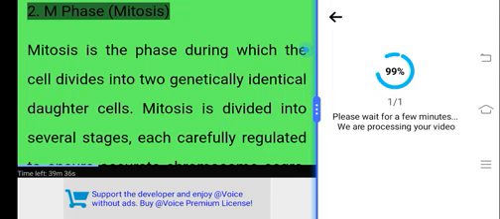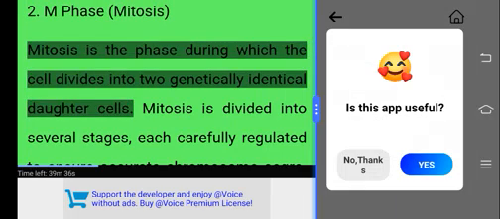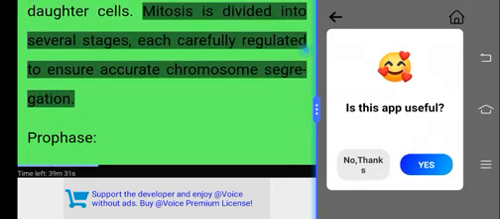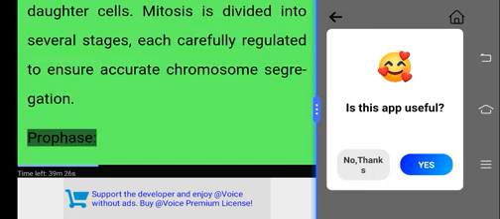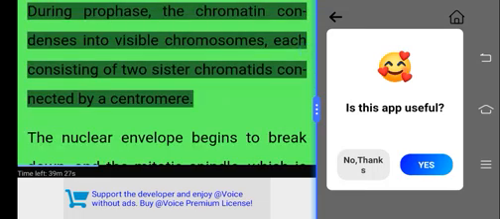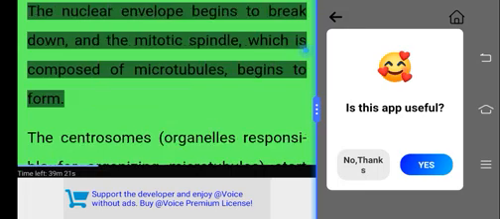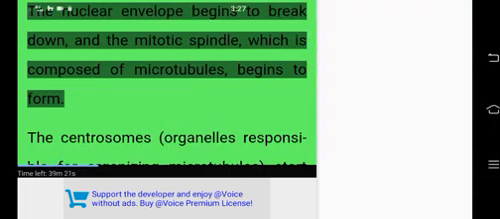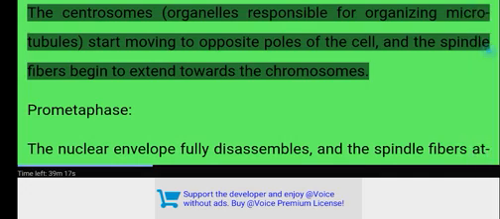2. M phase, mitosis. Mitosis is the phase during which the cell divides into two genetically identical daughter cells. Mitosis is divided into several stages, each carefully regulated to ensure accurate chromosome segregation. Prophase: during prophase, the chromatin condenses into visible chromosomes, each consisting of two sister chromatids connected by a centromere. The nuclear envelope begins to break down, and the mitotic spindle, which is composed of microtubules, begins to form. The centrosomes, organelles responsible for organizing microtubules, start moving to opposite poles of the cell, and the spindle fibers begin to extend towards the chromosomes.